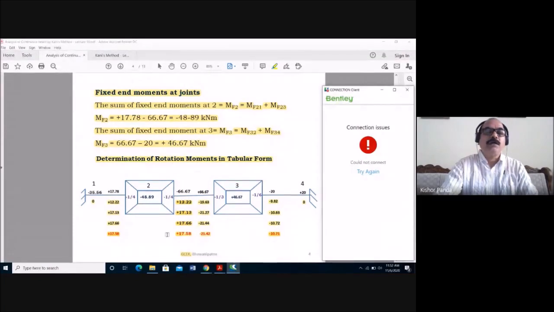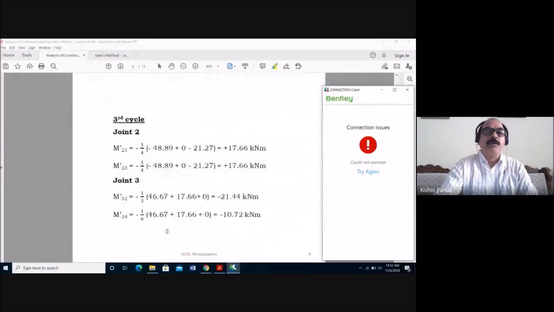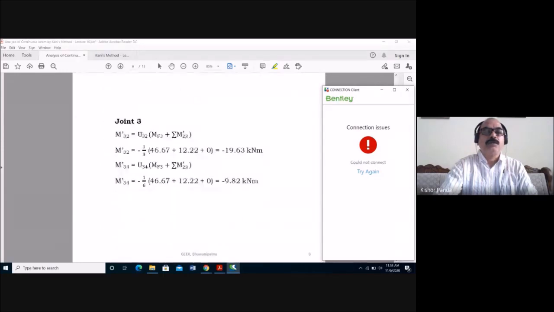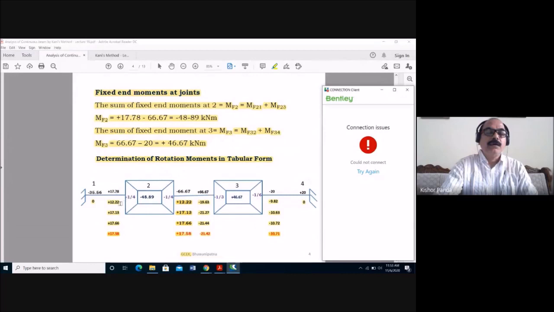You have to find out the final moments. The final moment that you can find out, this is the formula. For final moment, M21 is equal to MF21 plus 2 M-21 plus M-12. Twice the near end rotation moment plus once the far end rotation moment. So M21 is this one. So twice the near end rotation moment. So when you consider this one, this is the near end rotation moment.